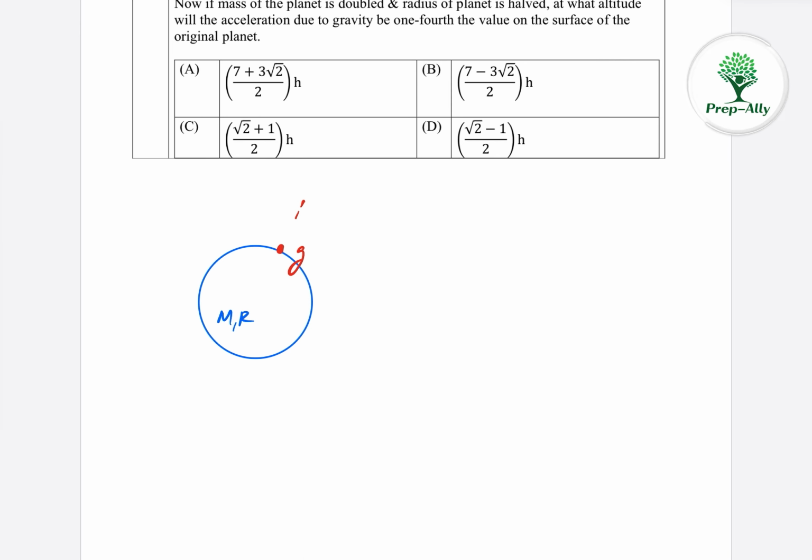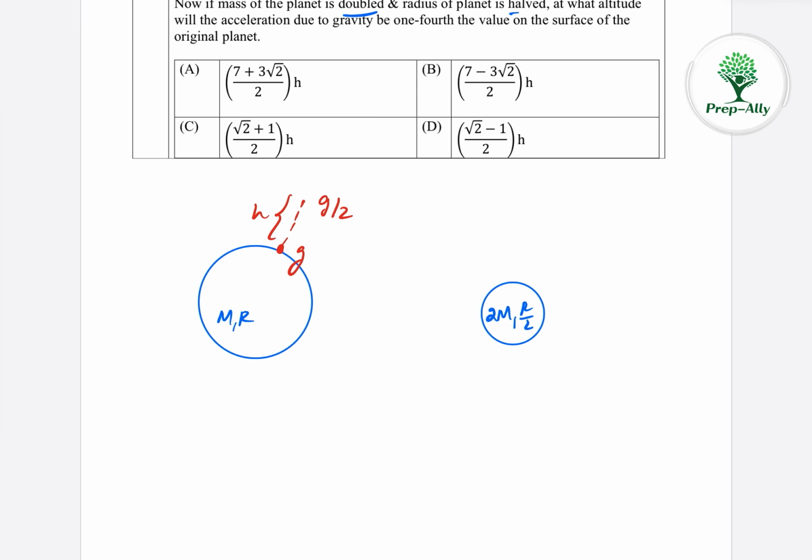Now he's saying that if mass of planet is doubled and radius of planet is halved, so you're having a smaller planet of half the radius while the mass is doubled. So now we have 2m and r by 2.